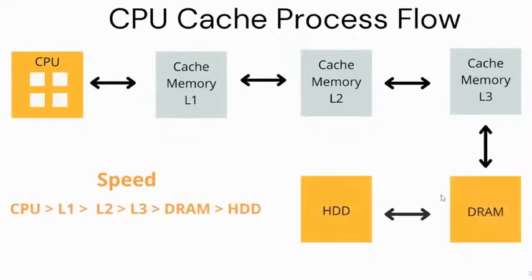The CPU cache is further classified as L1 cache, L2 cache, and L3 cache. You will need to remember that the speed of L1 cache is higher than the speed of L2 cache. The speed of L2 cache is higher than the speed of L3 cache. The speed of L3 cache is higher than the dynamic RAM or DRAM, and the speed of dynamic RAM is higher than the hard disk. Also, the cost of dynamic RAM is lower than the cost of static RAM, but the speed of static RAM is higher than the speed of dynamic RAM.